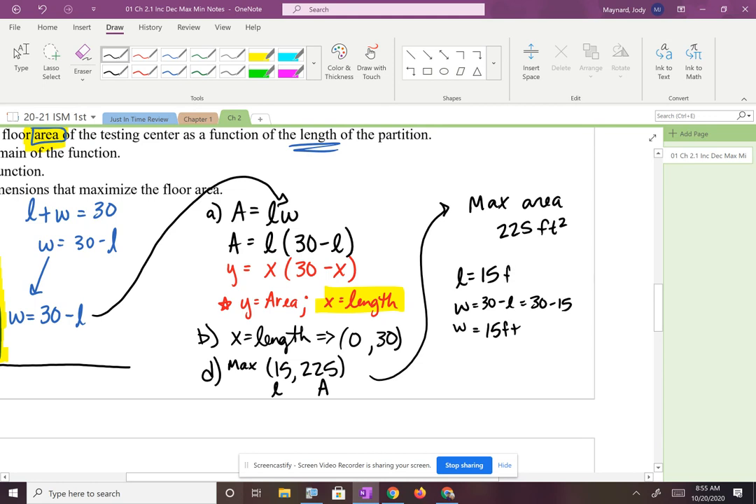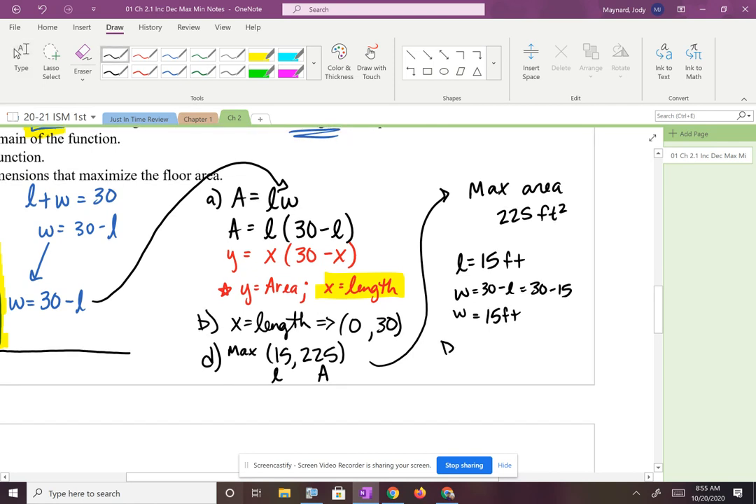These are both feet. Make sure you use the correct units. Okay, it'll ask you for it. So my dimensions, which is really what it asked for, are 15 feet by 15 feet. Okay, 15 by 15. All right, is there any questions on this one?